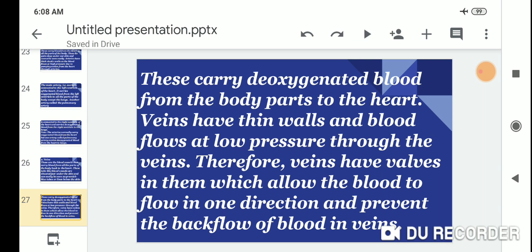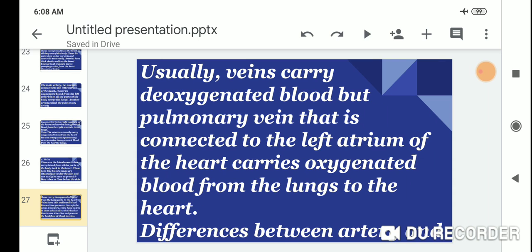parts to the heart. Veins have thin walls and the blood flows at low pressure through the veins. Therefore, the veins have valves in them, which allow the blood to flow in one direction and prevent the backflow of blood in veins.